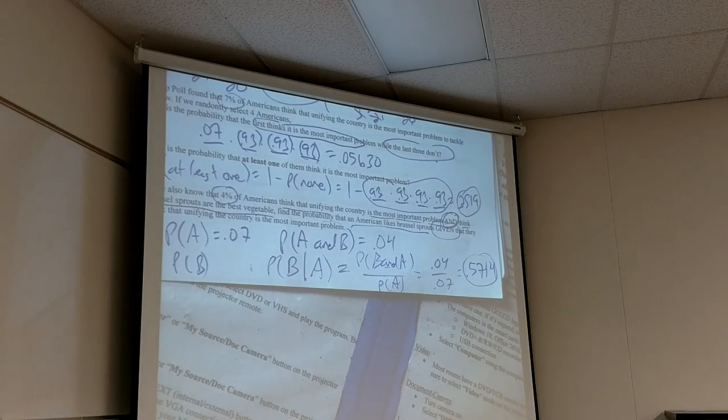0.5714. So it's all about writing the formula for the question I ask, writing a symbol for all the things you know, and seeing how those work together. Just like the problems in the book.